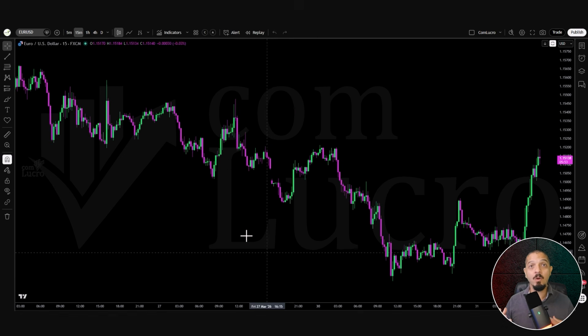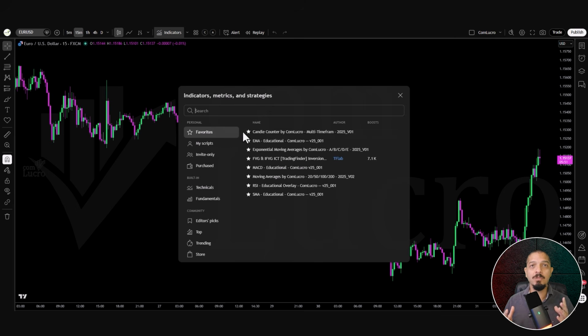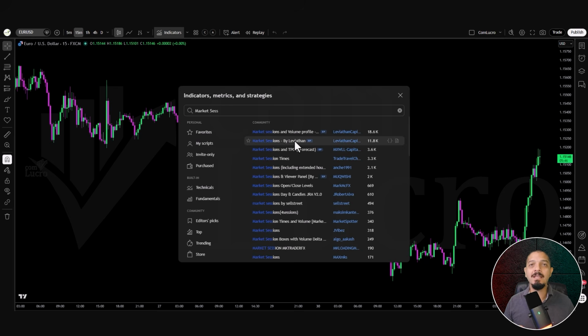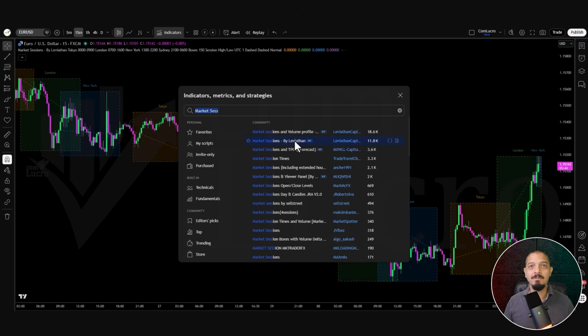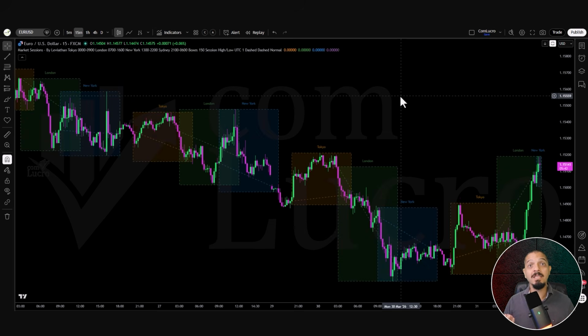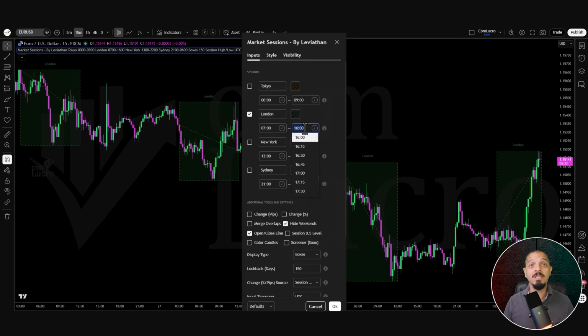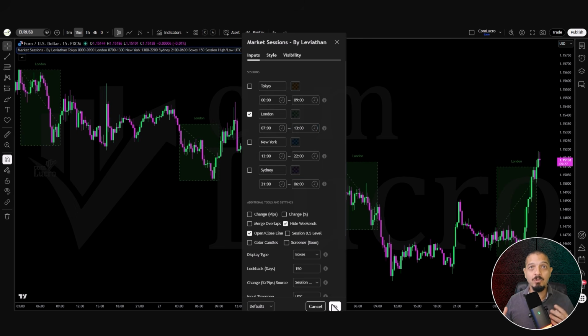To do this, open your chart on TradingView and go to the Indicators tab. From there, search for Market Sessions and select the indicator created by Leviathan. This tool displays all trading sessions, so we need to adjust it slightly. In the settings, uncheck Tokyo and New York, then change the London session close to 1300. After that, the London kill zone will be clearly marked on your chart.